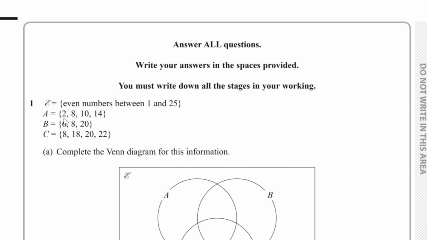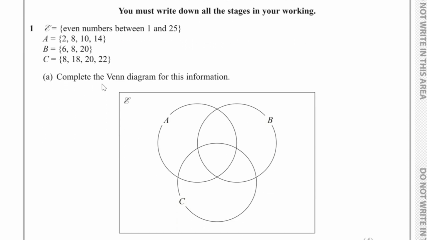A is the set of numbers 2, 8, 10 and 14. B is the set of numbers 6, 8, 20, and C is the set 8, 18, 20 and 22. For part A, we have to complete the Venn diagram for this information.